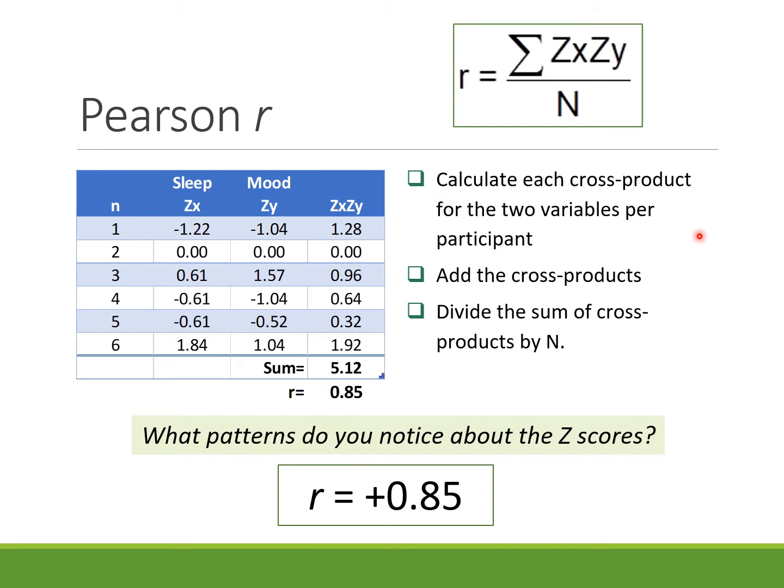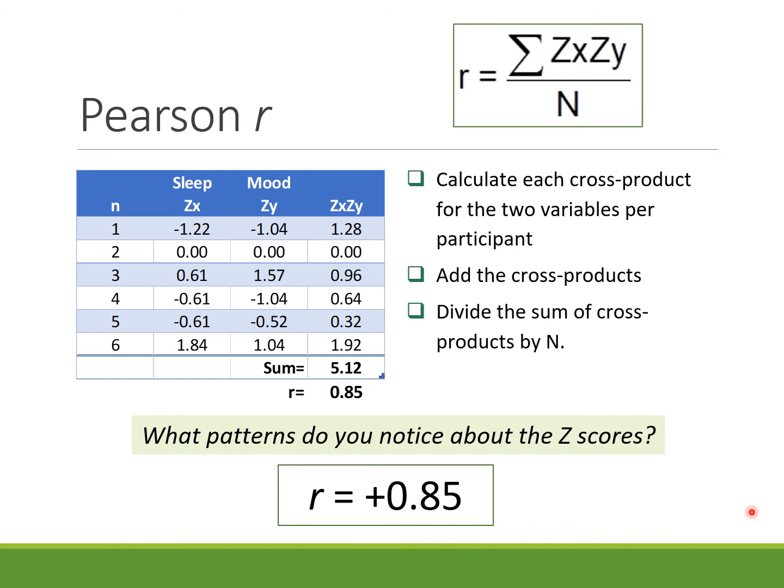So you calculate each cross product for the 2 variables per participant, and then you add the cross products together right here at the bottom. We've got the sum, and then you divide this sum by n. The n is the number of people we have, which is 6. So 5.12 divided by 6 is 0.85. Our R is positive 0.85. Sometimes you'll see it written just as .85.